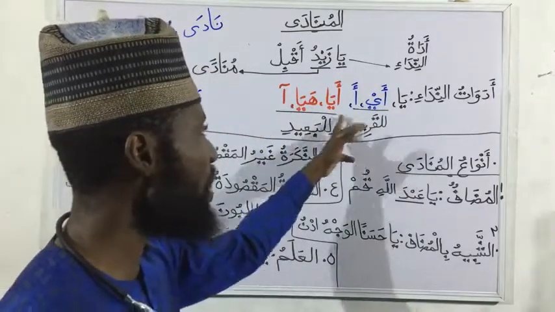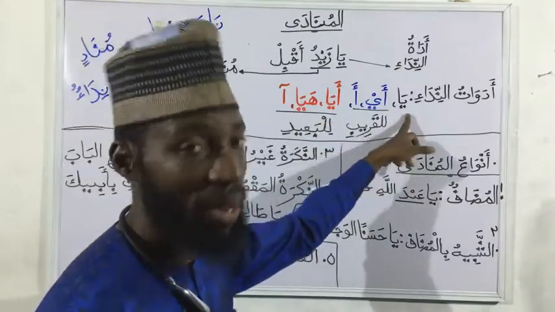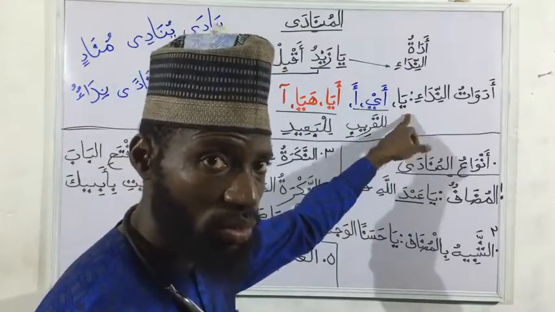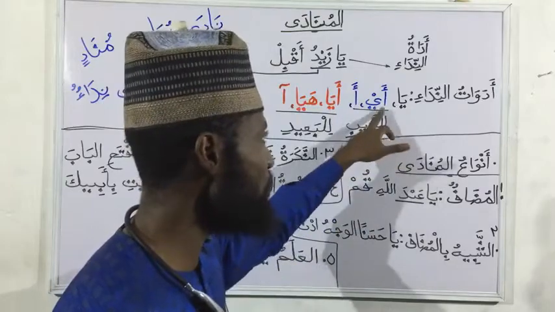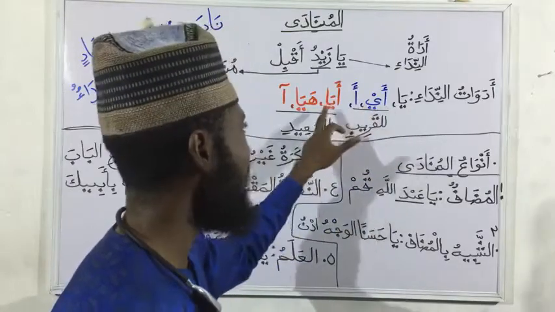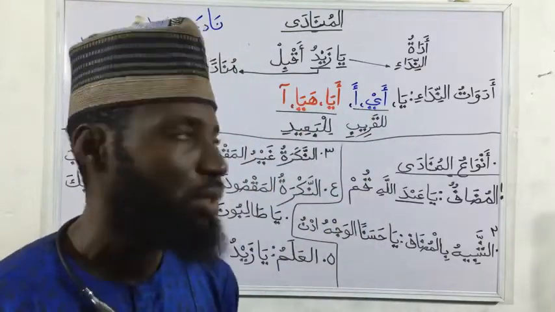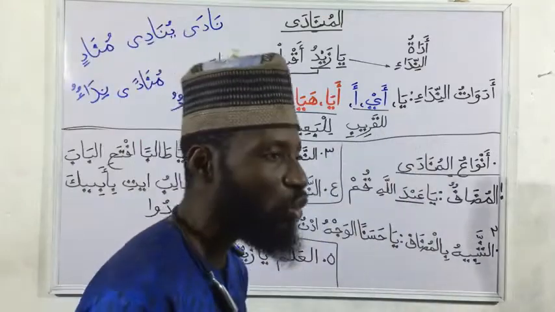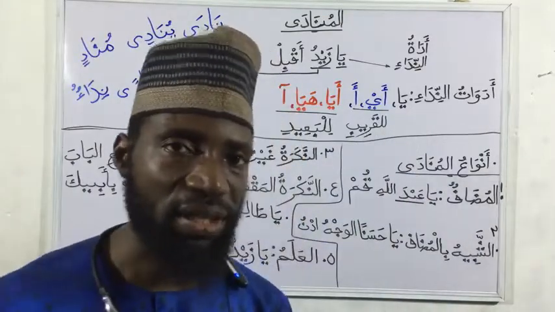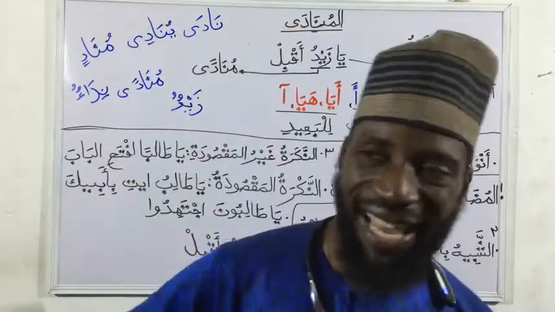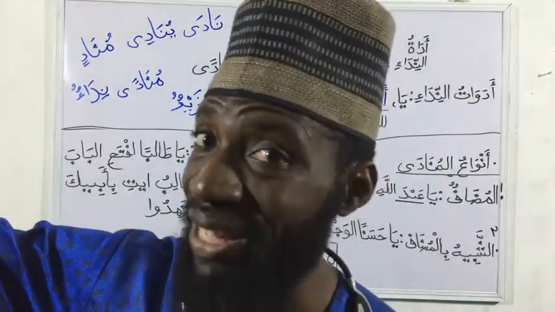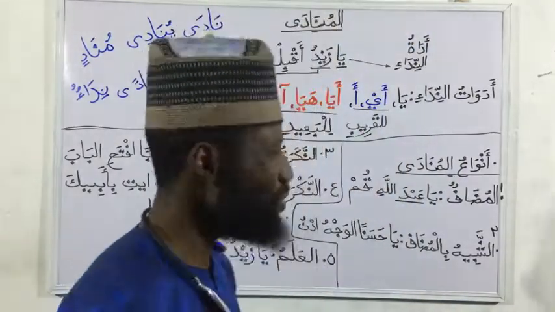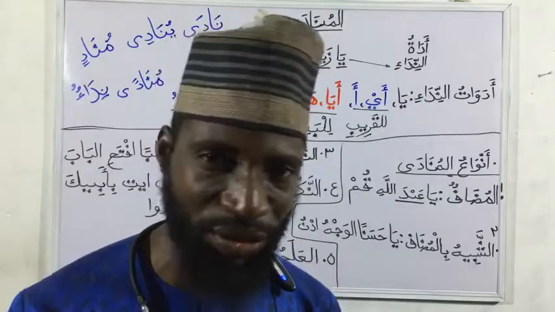Now, if you observe when we are writing, this is written in black ink, this is written with blue ink, and this is written in red. It's deliberate. So this ya is used to call somebody that is near or somebody that is far. Do you get it now?